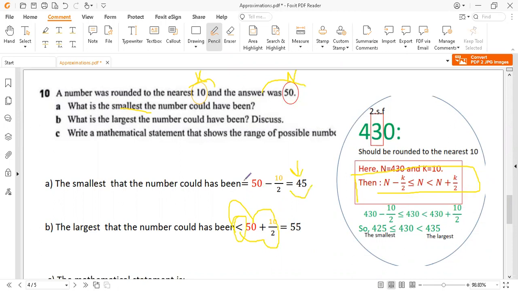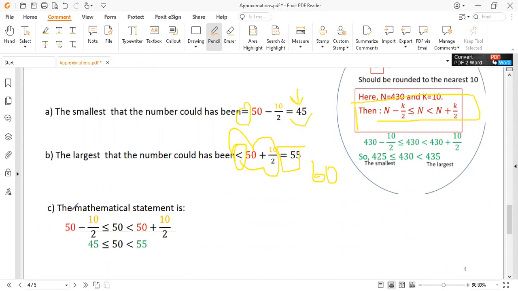But smaller, it is not equal, because if we round 55, we will obtain 60. We round it up, but we want the largest number to be strictly smaller than 55. The mathematical statement is that 50 can be greater or equal to 45, but smaller than 55. So all the infinite set of numbers between 45 and 55 can be rounded up or down to 50.